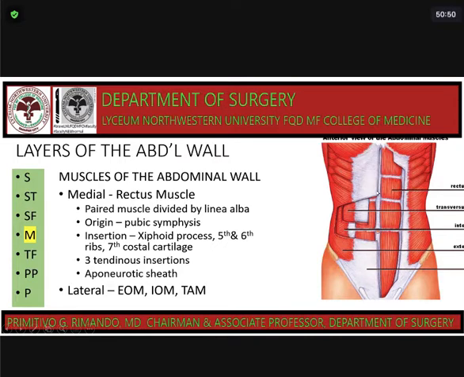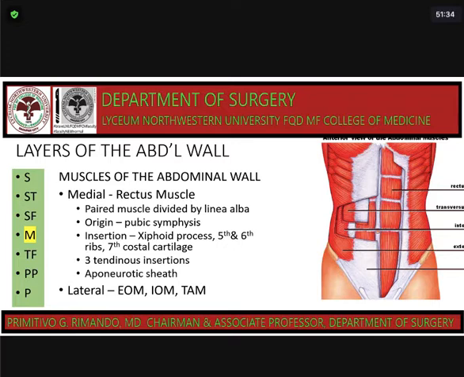So if you are a bodybuilder, this is where you will get your abs. Every space between your tendinous insertions, if that bulks up, that will be your muscular abs. And of course, we know that your rectus muscle is covered by your aponeurotic sheath. That's why we have what we call your anterior rectus sheath and your posterior rectus sheath.